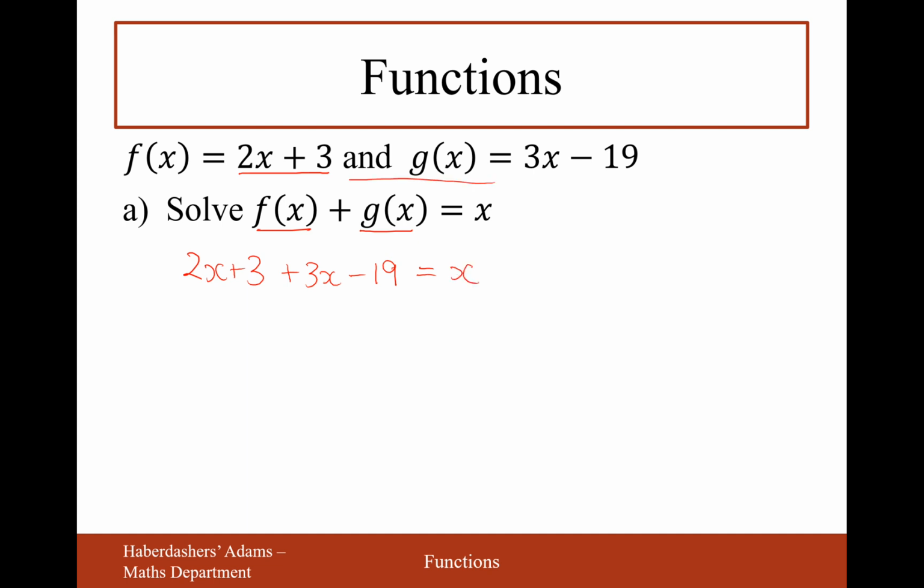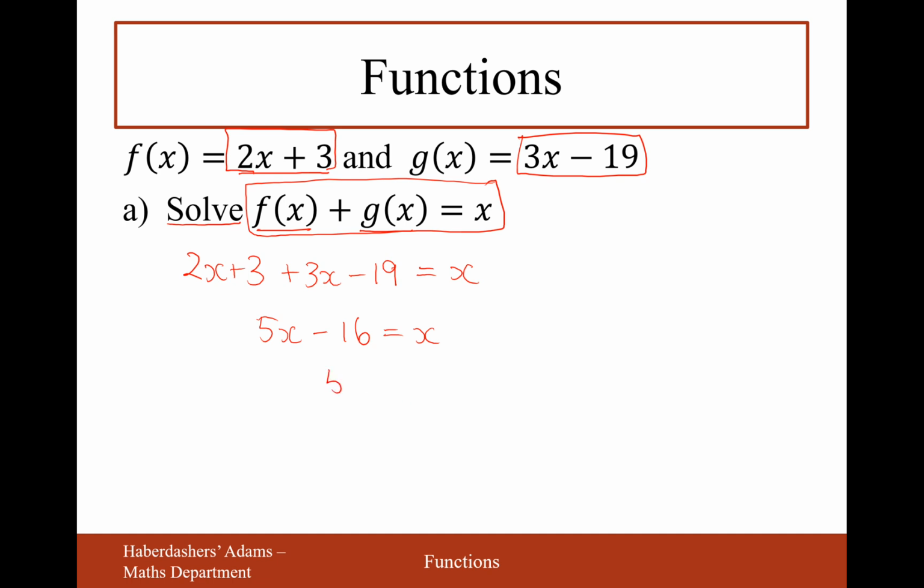So what we've basically done is we've rewritten out this thing here, but where it said f of x, we used the f function, and where it said g of x, we've used the g function, and set it equal to x on the right hand side. And because it says the word solve, that means we need to now work out what x is. So let's simplify the left hand side. 5x minus 16 equals x.